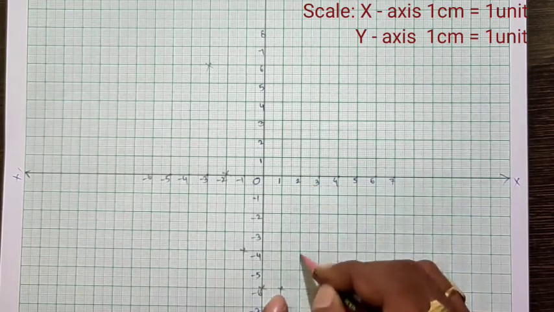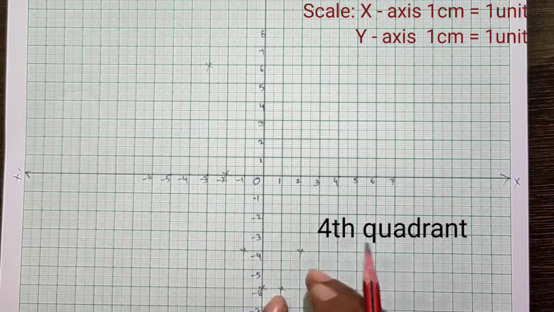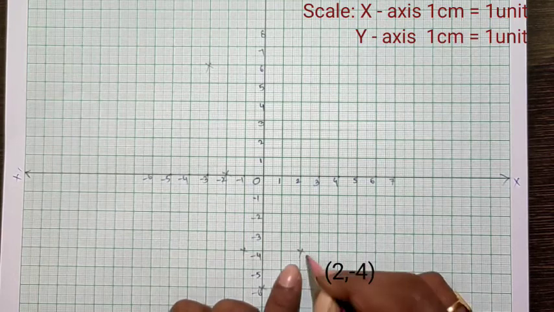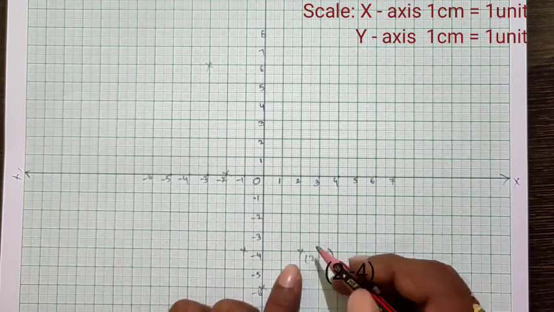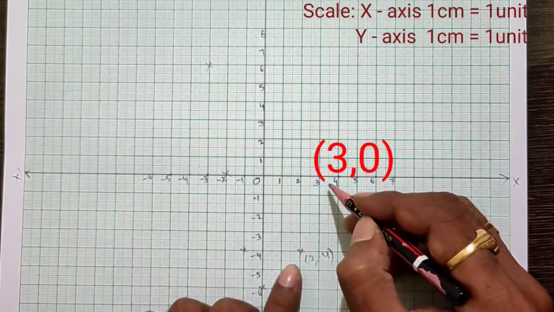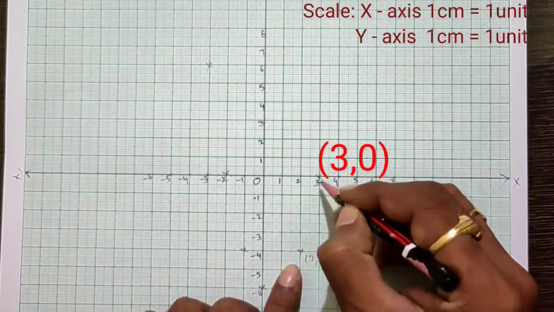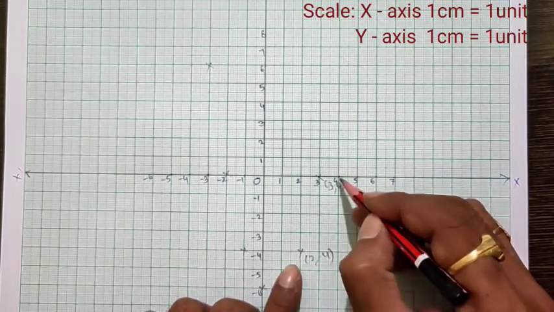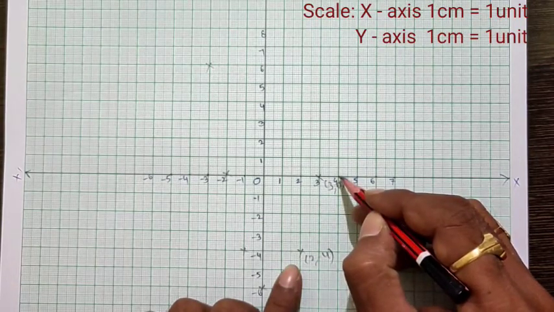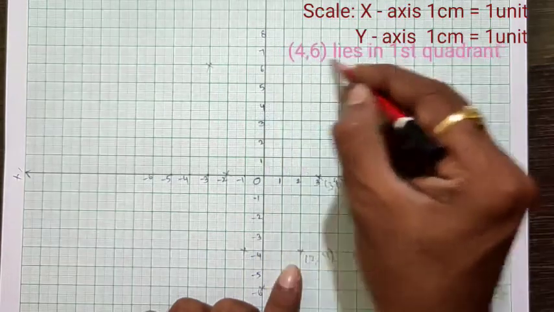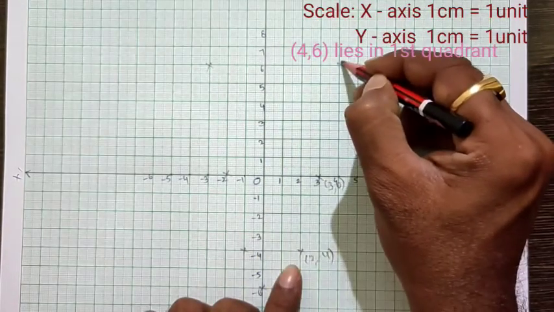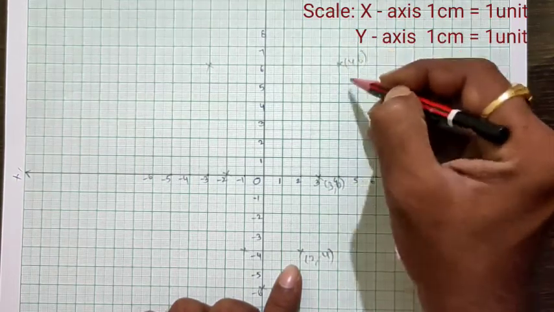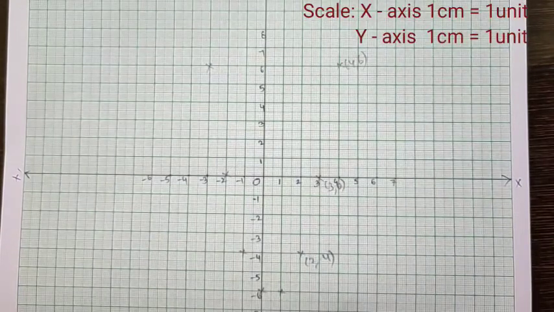so if you come like this, this is the point. This point you can locate by 2 comma minus 4. Yes, 2 comma minus 4. Next 3 comma 0. So the y coordinate is 0, so this point lies on the x axis, that is 3 comma 0. Next 4 comma 6, on the x axis 4, on the y axis 6. So both are meeting at this point, so this indicates the point 4 comma 6. Okay.